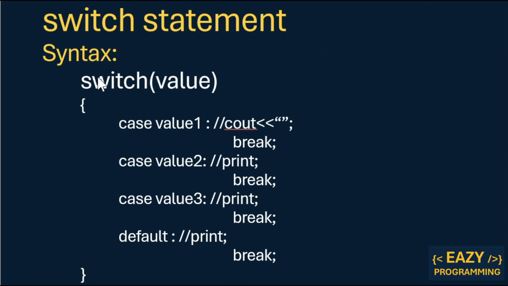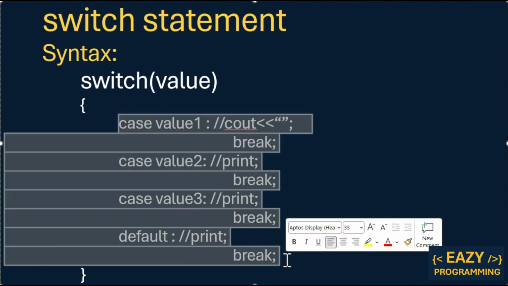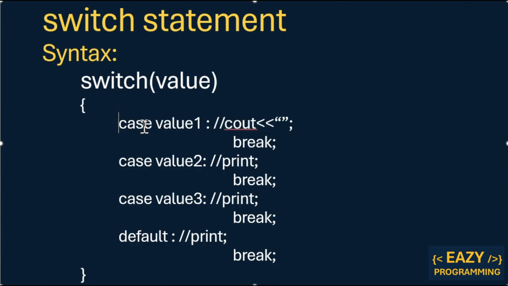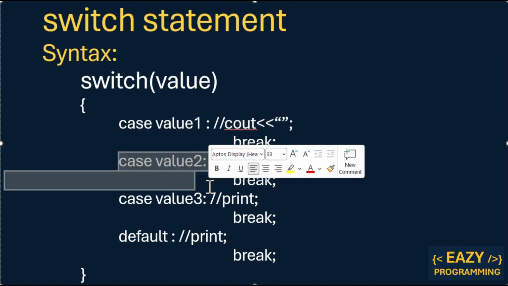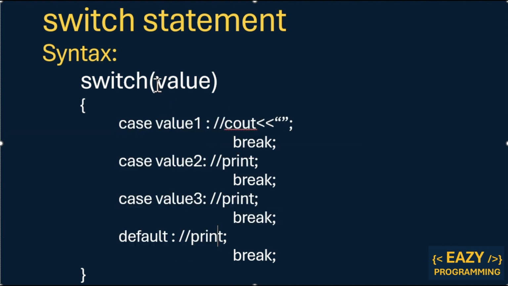So this is the syntax for switch: first we have the switch keyword, then in round braces we write a value. In if-else we wrote a condition, but here we write a value, and this value we check against the different values mentioned here. In if-else we had multiple ifs and else ifs for each condition, but here we have one particular constant value.